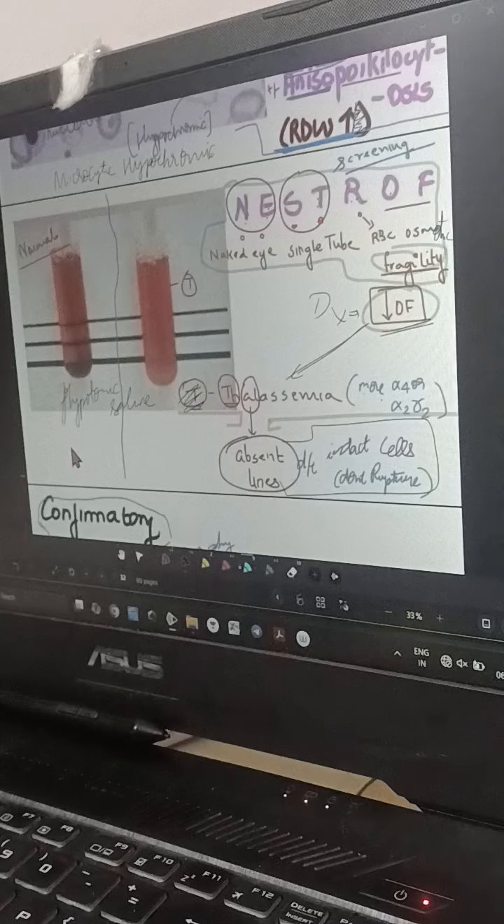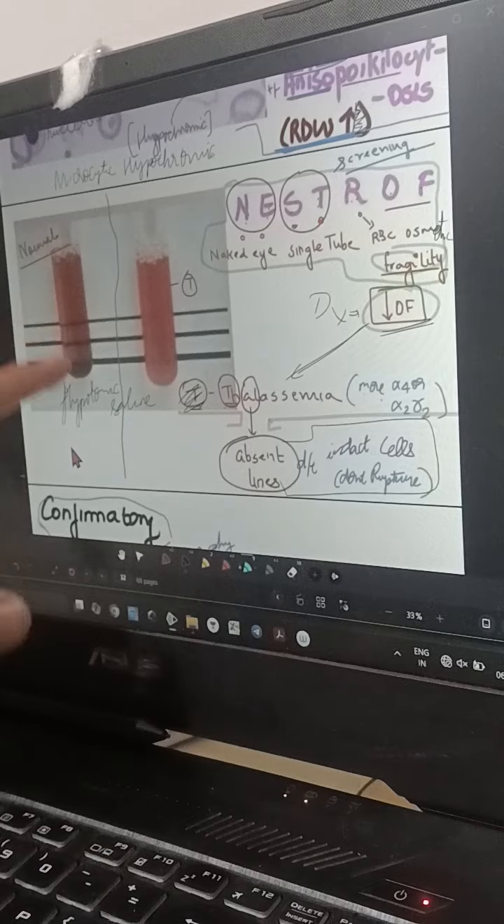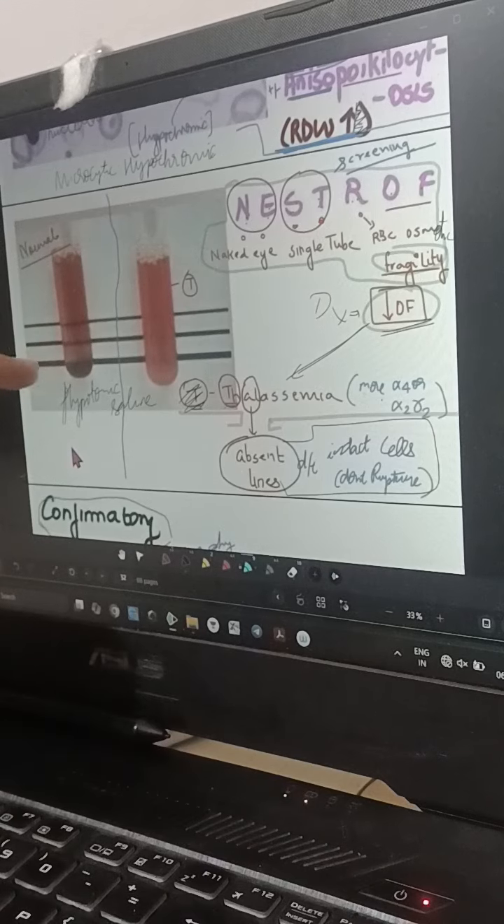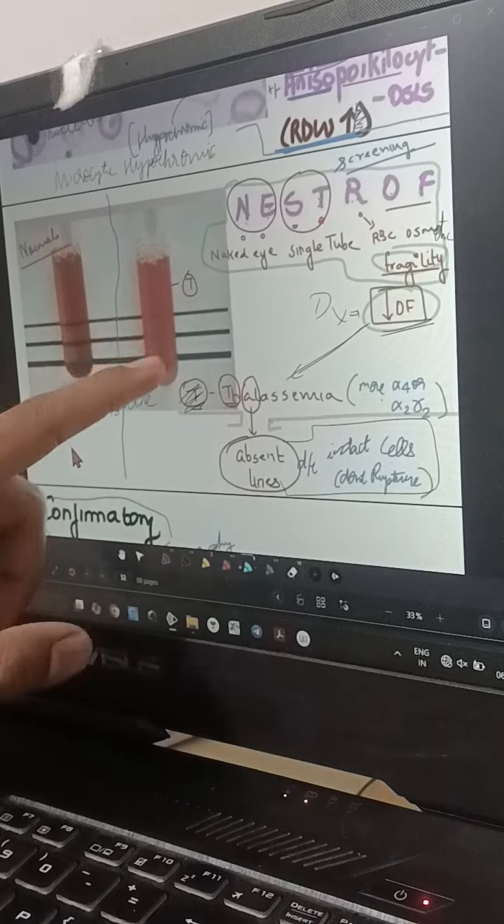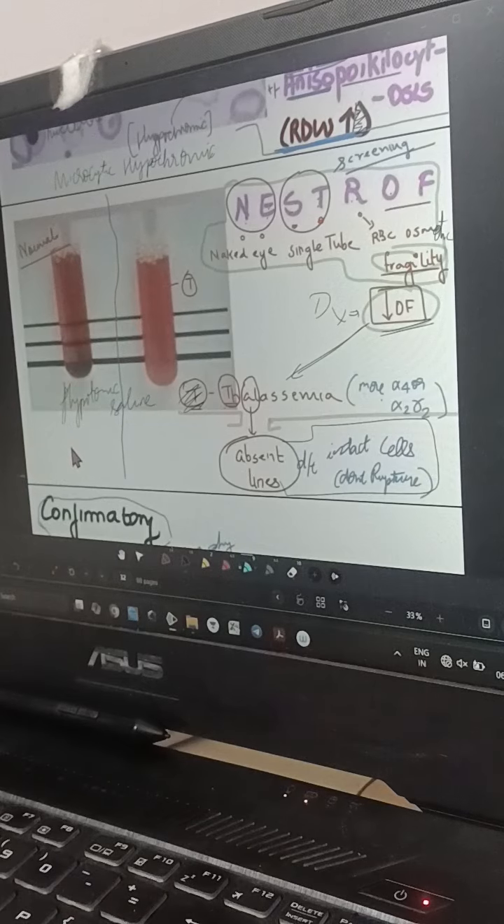Thalassemia will have mainly the alpha 4 type or alpha 2 gamma 2, and these cells are quite resistant to bursting. So this is normal. The normal cells are not so resistant and eventually burst, and you can see the lines behind them. But here the cells are there, and when the cells are there, you cannot see the lines behind them.